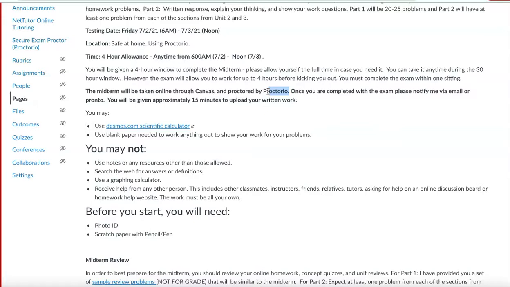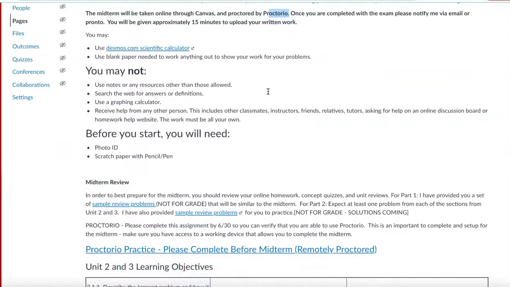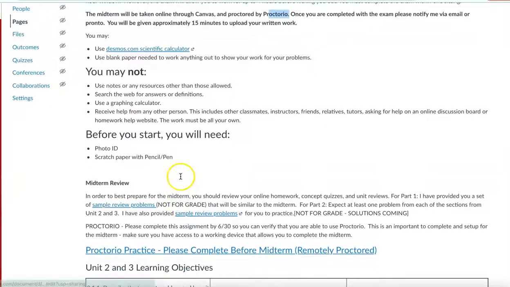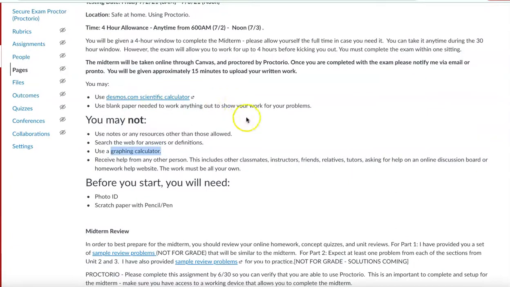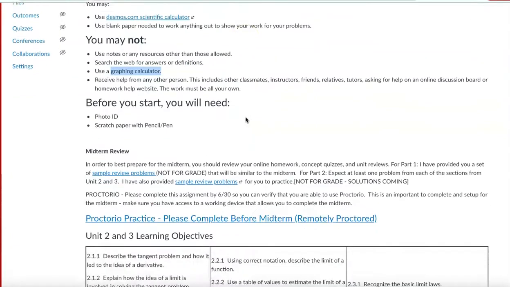Again, the work will be your work. It'll be without using notes, and I just want to make sure you keep that in mind. You're not to use any other resources outlined here, or a graphing calculator, right? But you can use the decimal scientific calculator. So go ahead and take a look at that.